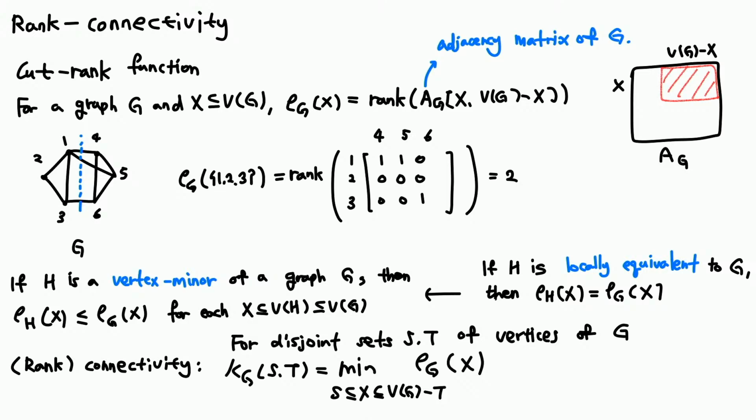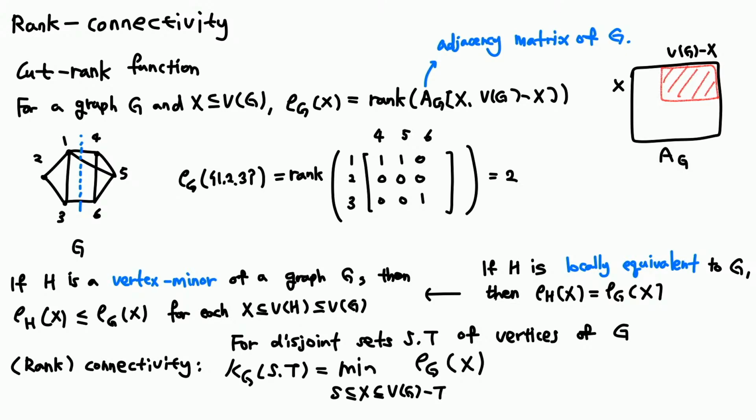Now I am going to talk about cut-rank connectivity. First, given a graph G, let A_G be the adjacency matrix of G. For a subset X of the set of vertices of G, we define the cut-rank of X as the rank of the submatrix of A_G whose set of rows is X and whose set of columns is V(G) minus X. This submatrix describes the cut between X and the complement of X.